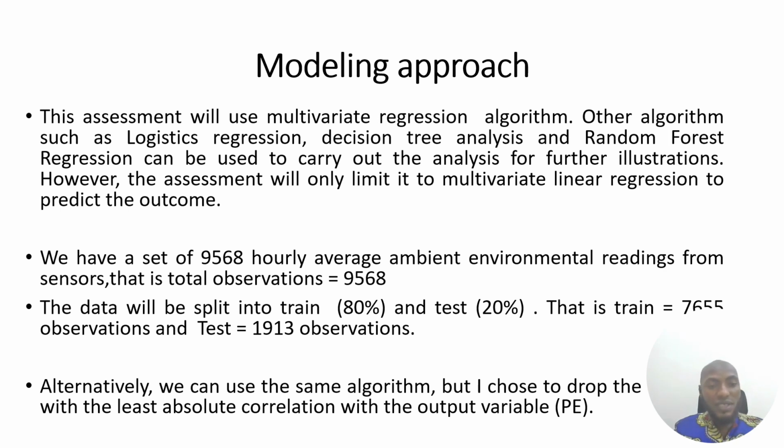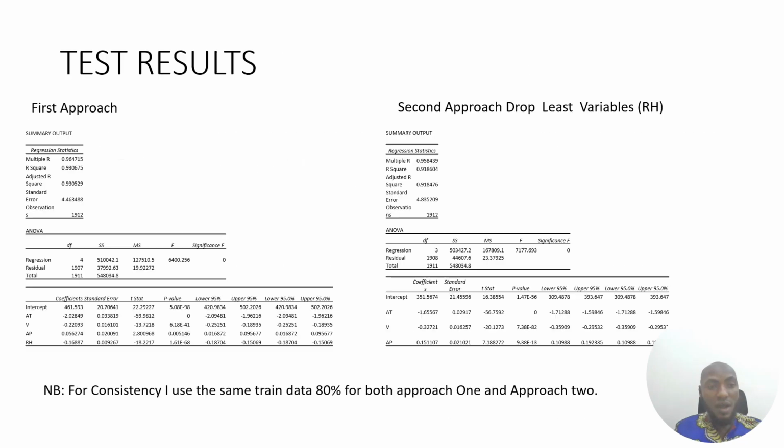The data will be split into train and test. The train is split into 80%. That is, when you take 80% of 9,568, you will have a value of 7,655, and 20% for the test you have 1,913. Alternatively, we can use the same algorithm, but I choose to drop the variable with the least absolute correlation with the output variable PE for the second approach.